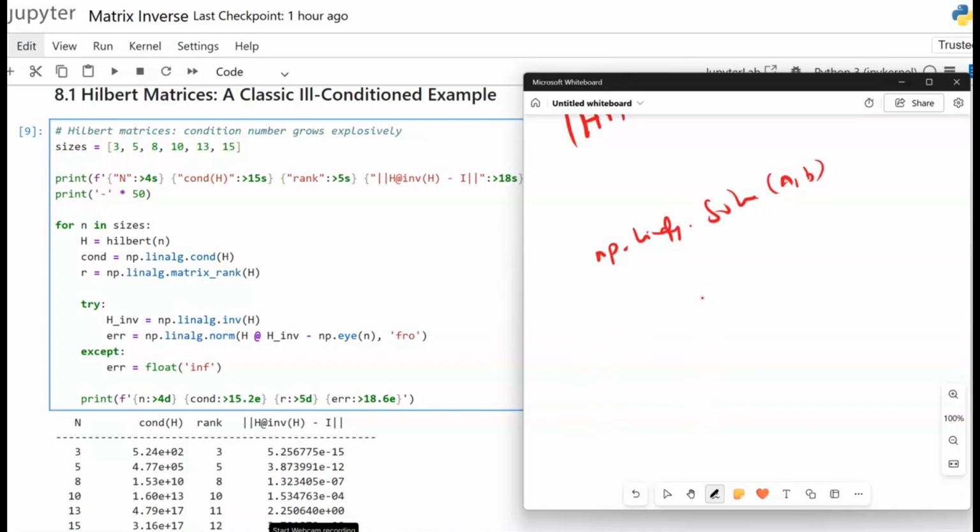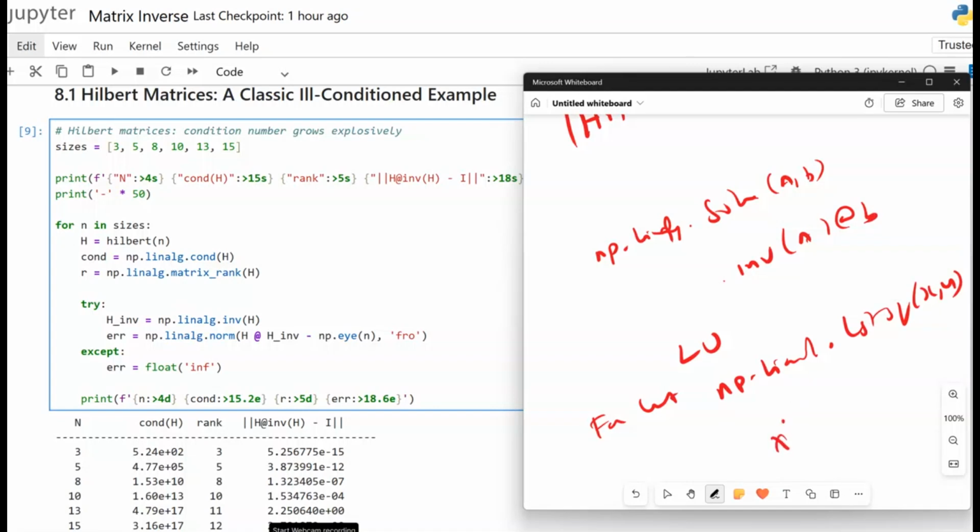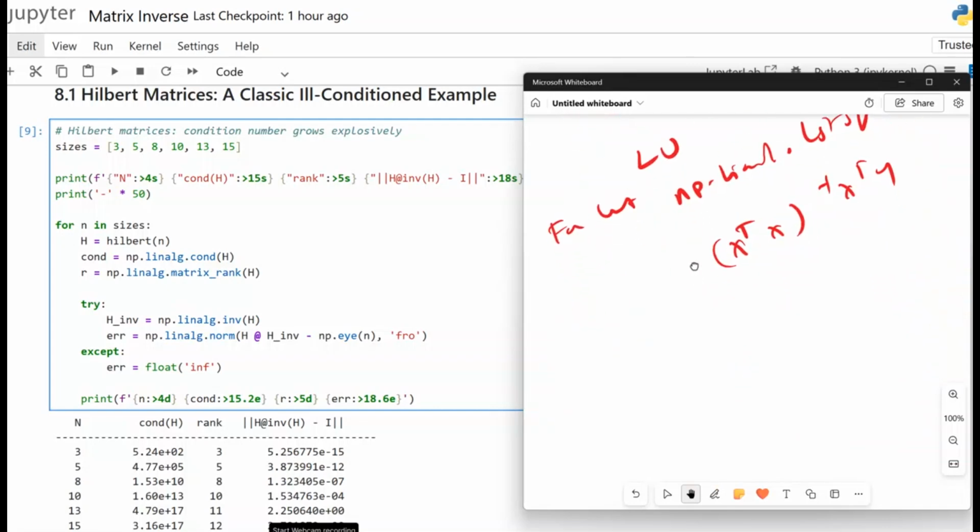Use this instead of np.linalg.inv of A times b, because it uses LU decomposition internally, which is both faster and more stable. And for least squares, kindly make use of np.linalg.lstsq of X comma y. Don't go for X transpose X, the whole inverse, and X transpose y directly. And last but not least, dear friends, for eigen problems, use QR decomposition, QR based iterative methods.